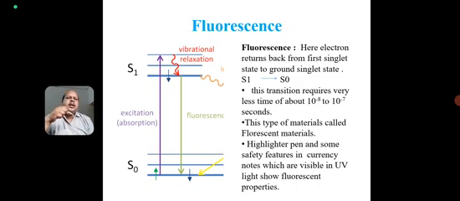Here in fluorescence, what happens? The electron from singlet excited state 1 comes back to the singlet ground energy level, that is from S1 to S0. The time required here is very short. It is about 10 to the power minus 8 seconds to 10 to the power minus 7 seconds. Materials which show this phenomenon are called fluorescent materials, like the highlighter of your pen, and safety features in currency, which are visible in UV light.